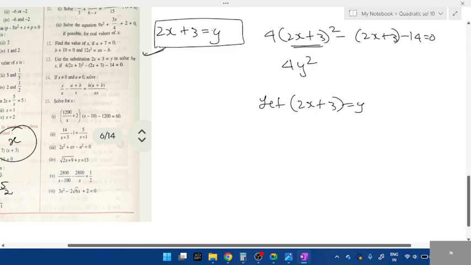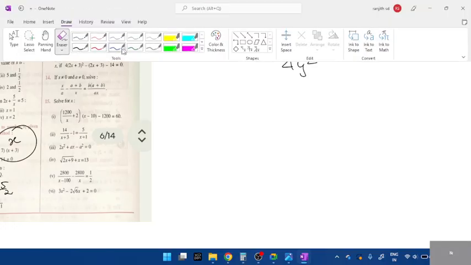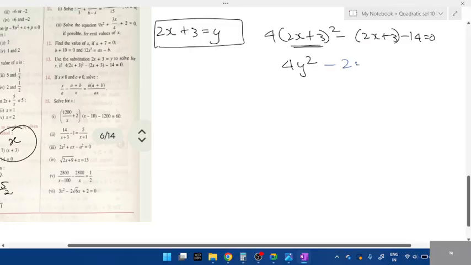So what you have to take 2x plus 3? Take it as y. So let me keep this as it is. Minus 2y minus 14 is equal to 0. How do you use sum and product, students? All of you will respond. What is sum? Minus 2y. What is product?